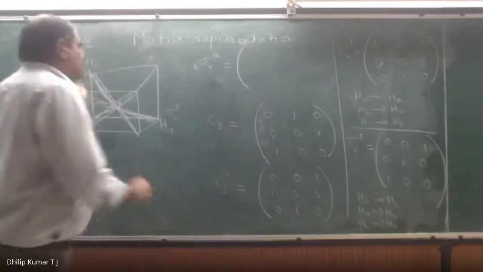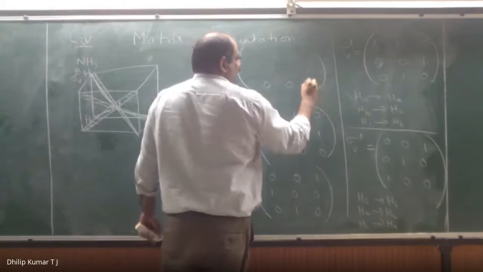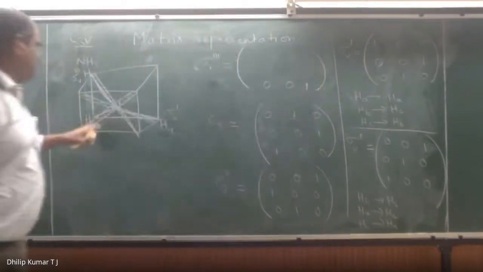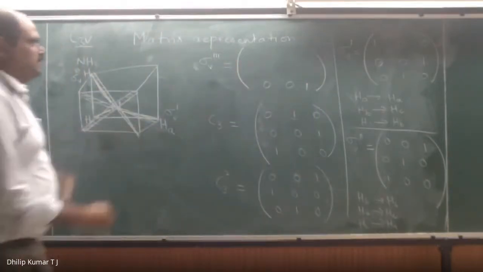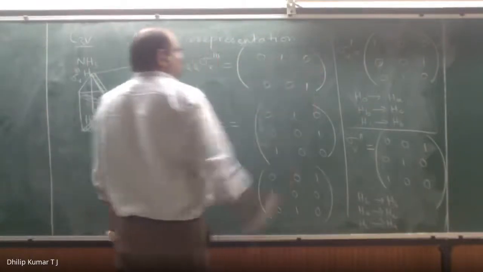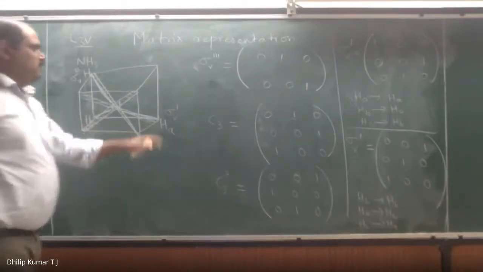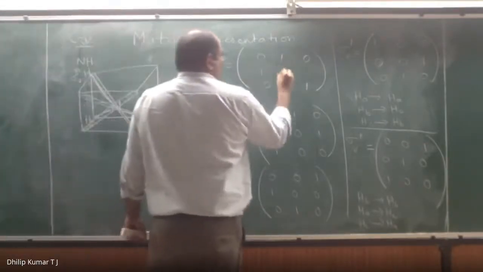So HC is not going to change anything. So I write as 1, whereas HA will be interchanged with HB. So 0, 1, 0, and then B will come to A, 1, 0, 0.